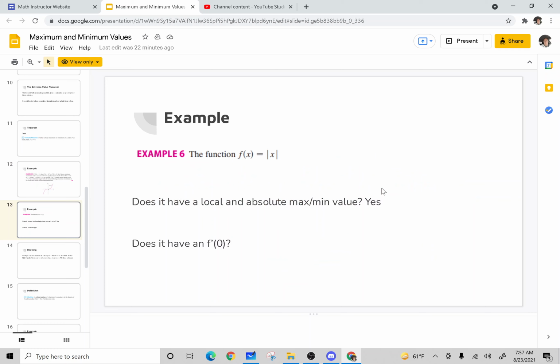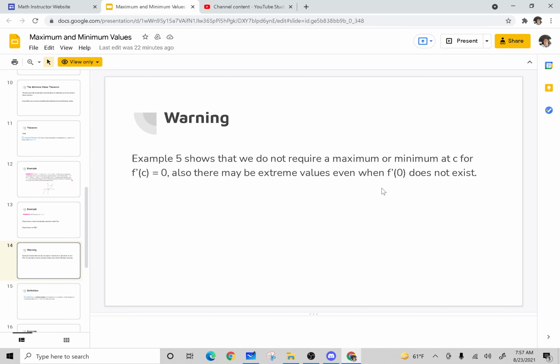Another one we have is the function f of x is equal to the absolute value of x. Does this have a local and absolute max and min value? Yes, right? The minimum value is at 0. But remember, it's not differentiable at 0, so it doesn't have an f prime of 0. It's kind of a warning sign that example 5 shows that we do not require a maximum or minimum at c for f prime of c to exist or equal 0. And also there may be extreme values even when f prime of 0 does not exist. So there are two pitfalls we have to watch out for.